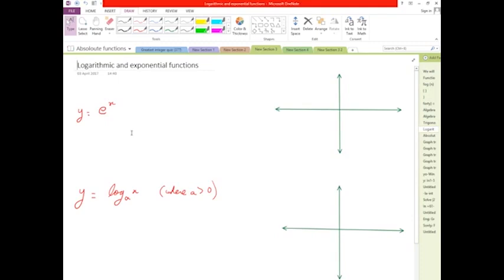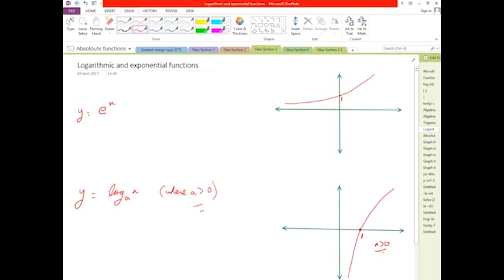Same way, exponential and logarithmic functions. Exponential, the graph will be of this sort. It will cross the axis at 1 and then keep increasing. Log function, the graph, and then again it will be 1 here. This is for a greater than 0. So base has to be greater than 0. Here also e is greater than 0.